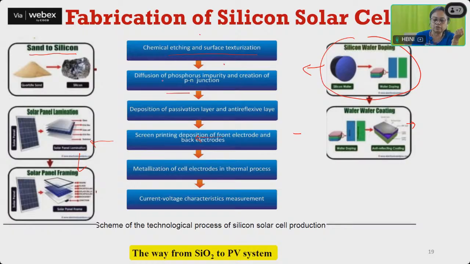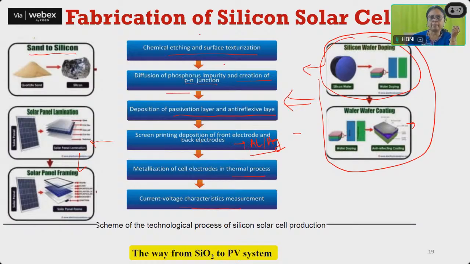Then diffusion of phosphorus and creation of a p-n junction. Then deposition of a passivation layer and anti-reflective layer. And then screen printing of front and back electrodes, so the aluminum and silver electrodes are screen printed. Then metallization of cell electrodes in a thermal process, and finally IV characterization. These are the steps taken in the whole process.